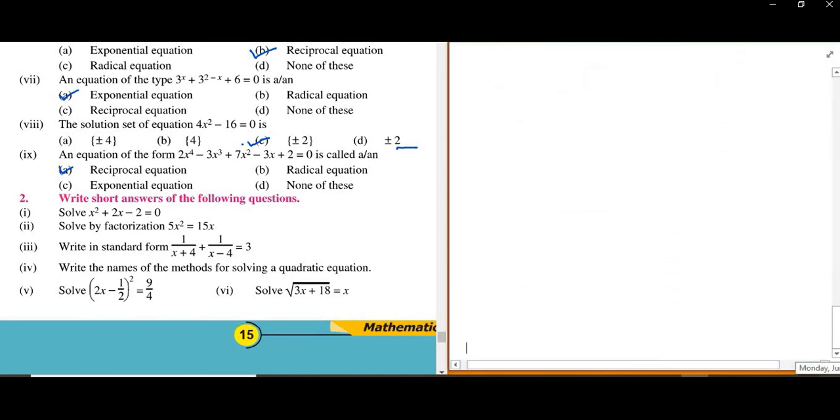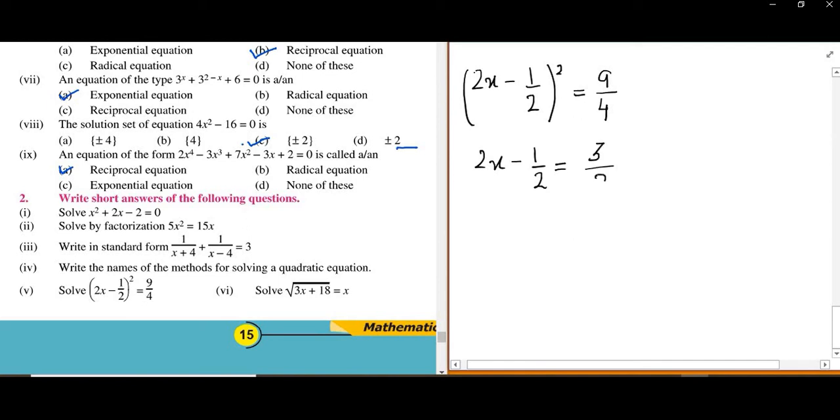The fifth part is solve: (2x minus 1) by 2, whole square, equals 9 by 4. You are going to solve this. Step number 1, just eliminate the square. Take square root on both sides, you will get something simpler than this. The square cancels with the square root, and the square root of 9 is 3 and the square root of 4 is 2, and there is plus minus.